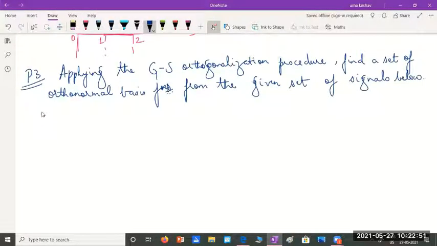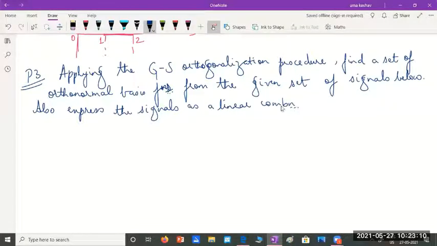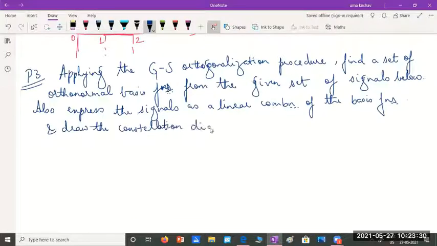We are going to draw those signals. Also express the signals as a linear combination of the basis functions and draw the constellation diagram, signal space or constellation diagram.